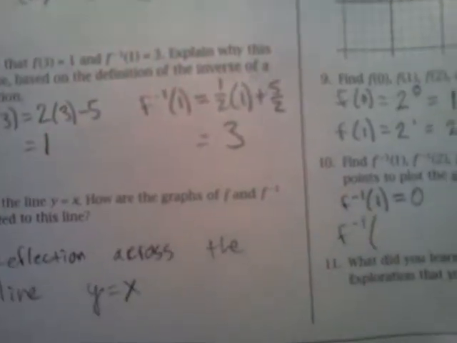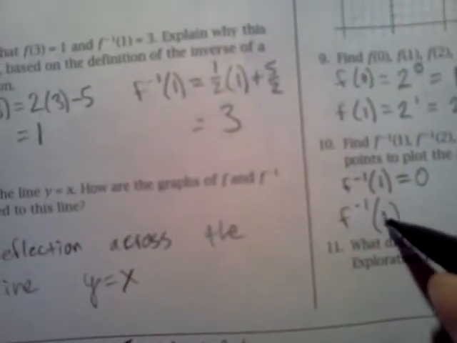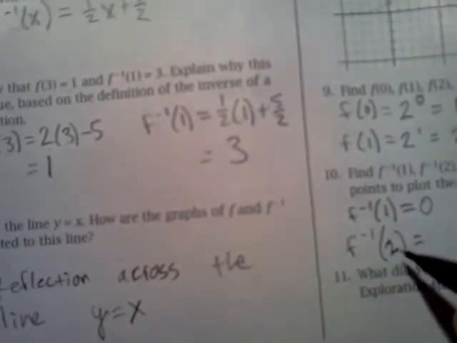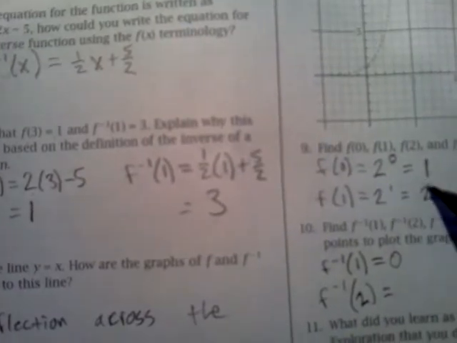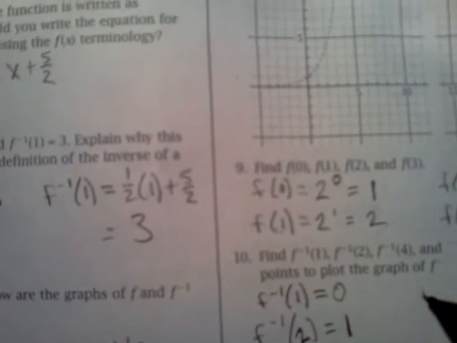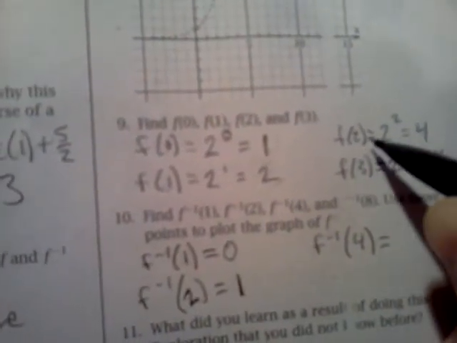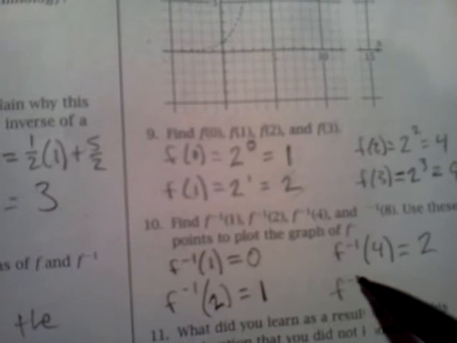And then the inverse function evaluated at positive 2, I need to look and see when I got that as an output and what I put in. So since this was my output and this was my input, now when 2 is my input, positive 1 will be my output. My inverse function evaluated at positive 4 is going to be positive 2, and my inverse function evaluated at positive 8 is going to be positive 3.